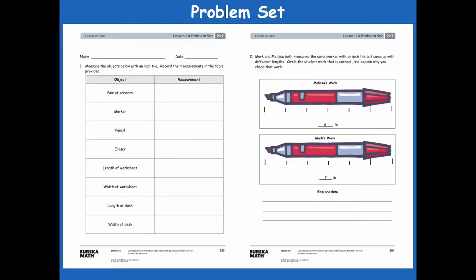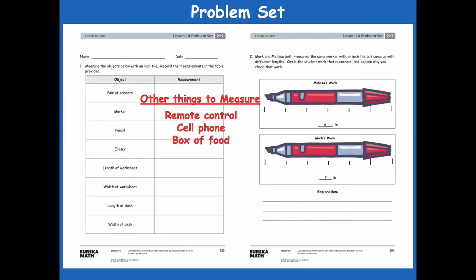All right, friends, so here is what your problem set looks like. If you're working at home, you might not have some of these objects at your house. So maybe some other things that you could measure. So if you have scissors, which is the first item on the list, measure the scissors. A marker, maybe a pencil. You might not have the length of a desk or the width of a desk. So if you don't have those, you could maybe measure your remote control. You can measure a cell phone. You could measure a box of food, a book. So there's different objects that you could measure at home.